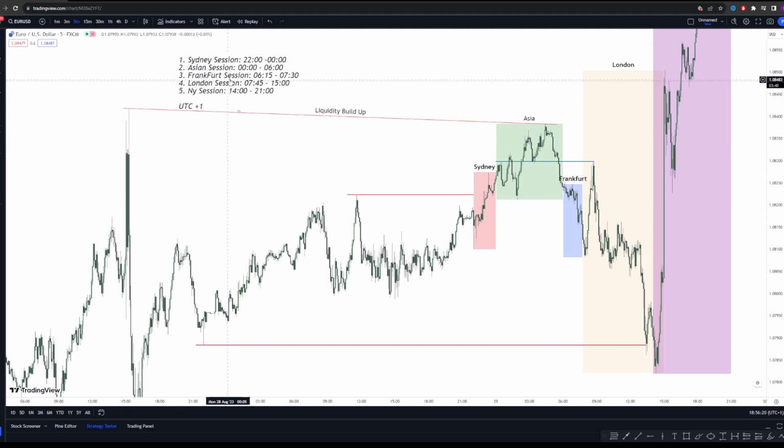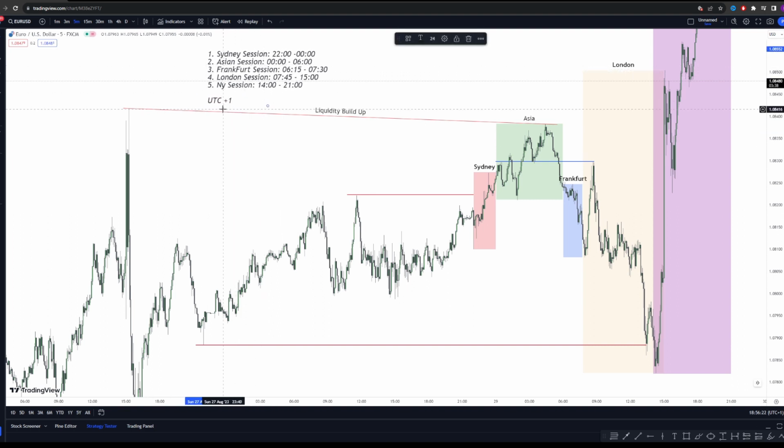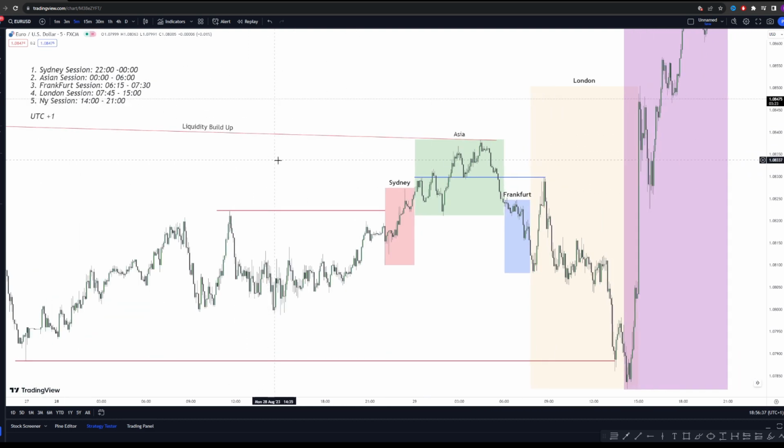Starting off, guys, these time frames here are based on the London time zone, which is UTC +1. You will need to do the conversion to wherever you live. With that said, let's get started with today's fully formed daily cycle. We start the daily candle with the Sydney session, which is from 10 p.m. till 12, and this will be your Sydney session.